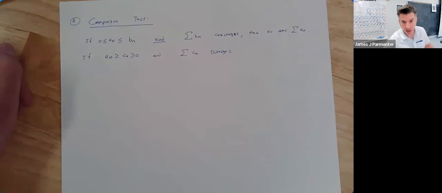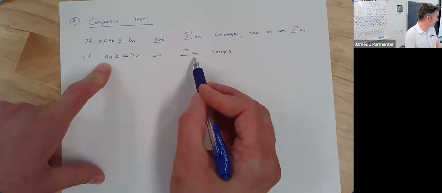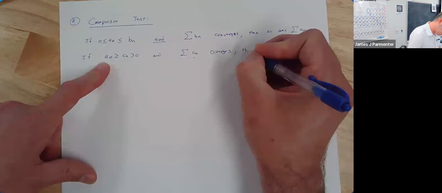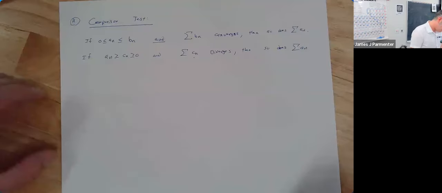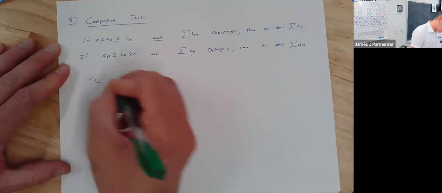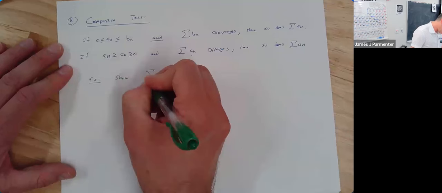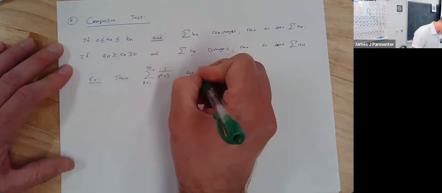Anyway, when a bunch of things add to infinity, and then you're adding up a bunch of things that are bigger than all those things, well, they're also going to add to infinity. For example, I want to show that the sum from n equals 1 to infinity of 1 over n to the fourth plus 3 converges. Or really, the question actually is going to be determine whether the series converges or diverges.